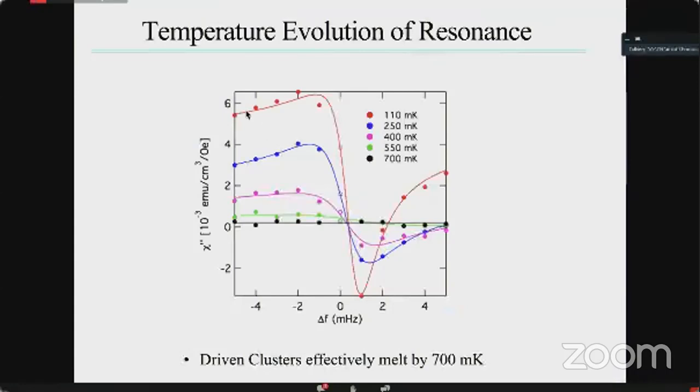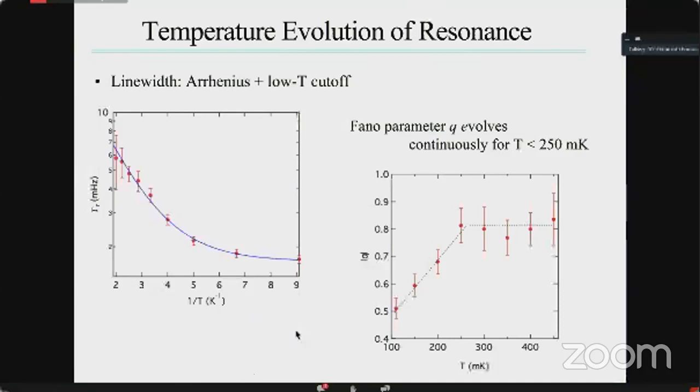Okay, so here is at low temperature, 110 millikelvin, the imaginary part of the susceptibility versus delta f, which is the difference in frequency between the drive frequency that's exciting them and the frequency looking at them. And you see here, you get a nice Fano line shape. As I increase the temperature, and this goes up to 700 millikelvin, the line shape basically broadens until at the highest temperature, I've effectively melted the clusters. So I've just driven them apart. Their binding energy is such that they're not going to be able to sustain those high temperatures. The line width is gamma, and it's basically Arrhenius. Okay, so I'm just having a thermal excitation process. And then you can see what the Fano parameter q is doing.